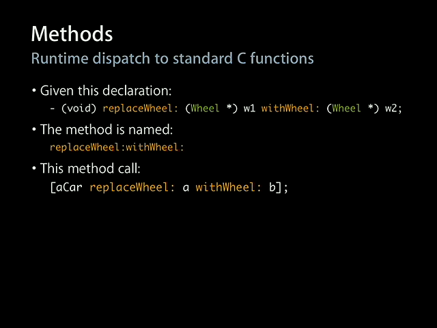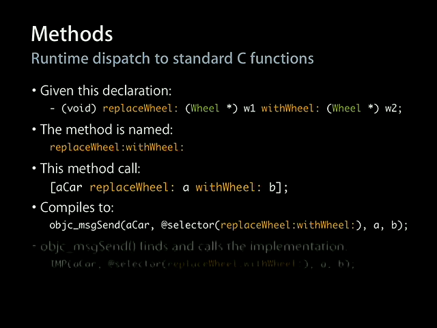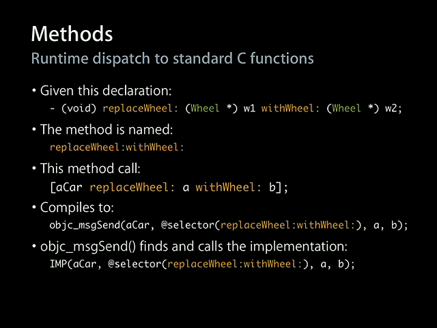Again, not keywords. The compiler will turn this into a call to the objc_msgSend function, or one of the other variants. And the objc_msgSend function will look at the target, a car, for the C function that implements the selector, replaceWheel:withWheel:, passing the arguments. And when it finds that implementation, it will call it.